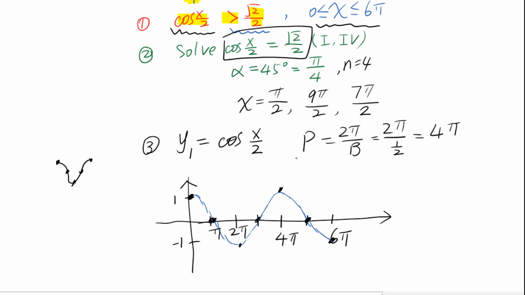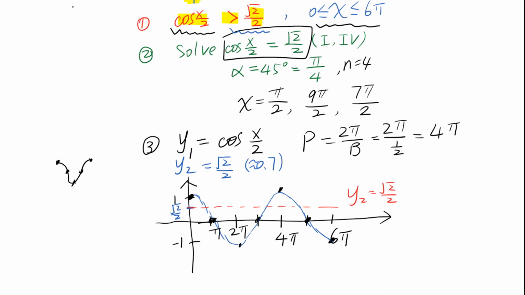That's the y1. For y2, we need to draw the square root of 2 over 2. It's like 0.7. Suppose this is the square root of 2 over 2. So we will draw this horizontal line. This will be the y2 equals the square root of 2 over 2.